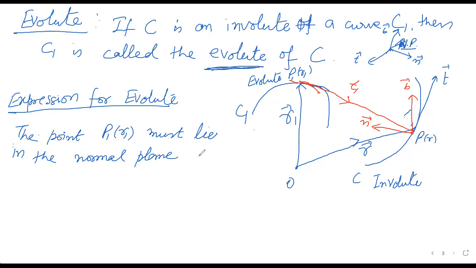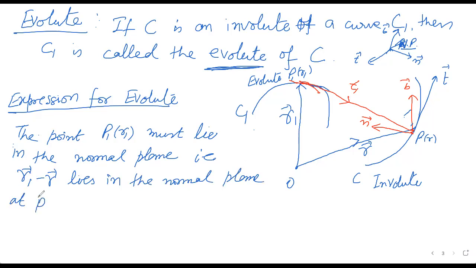That means can I say R1 minus R lies in the normal plane at PR. The normal plane at the point PR. Because what is R1 minus R? This vector is also lying in this plane, and this plane is what? This is going to be your normal plane.